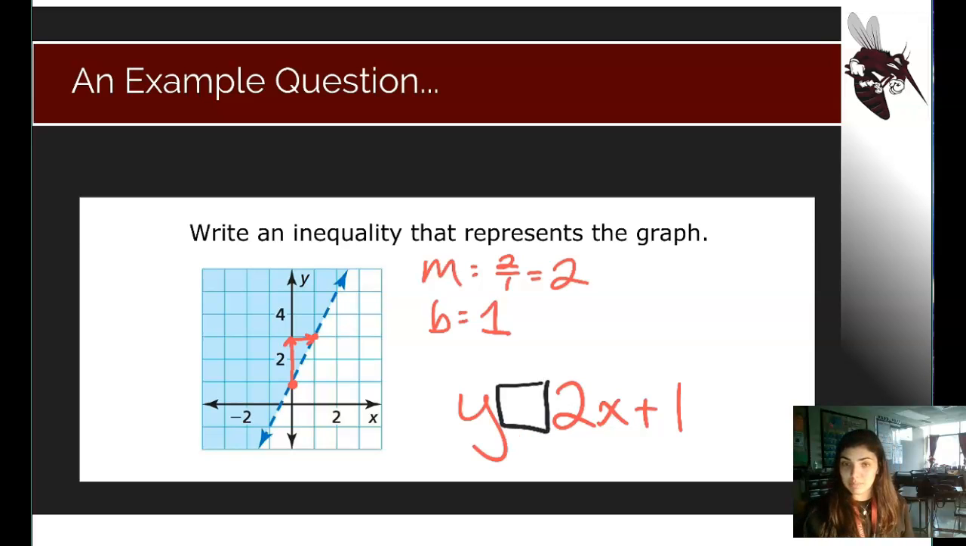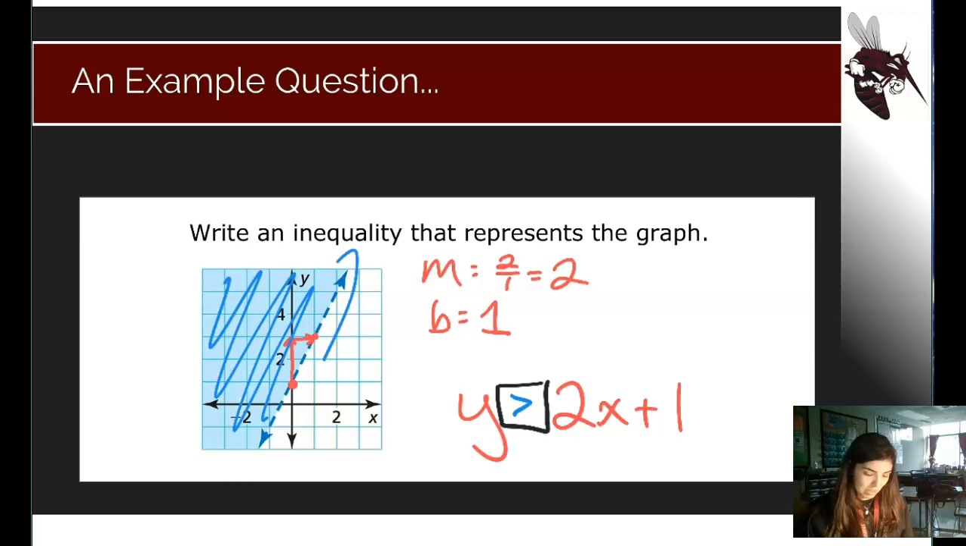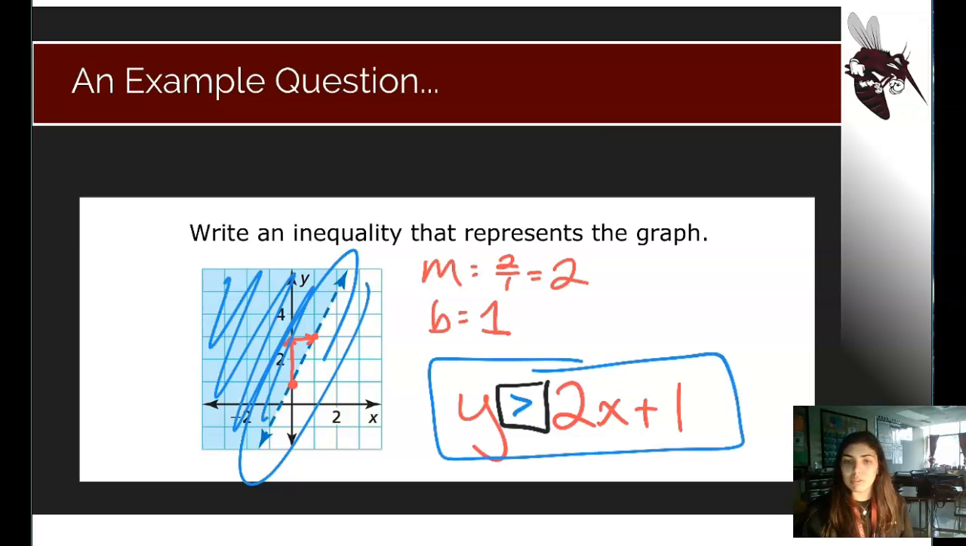Two questions. Above or below? Well, this is shaded in above the line. So I know it's going to be greater because that's above. Dashed or solid? This is a dashed line, which means I don't want to put the line underneath it. And in fact, this is the inequality that represents that graph. Y is greater than 2x plus 1. Anything in that shaded region is considered a solution.